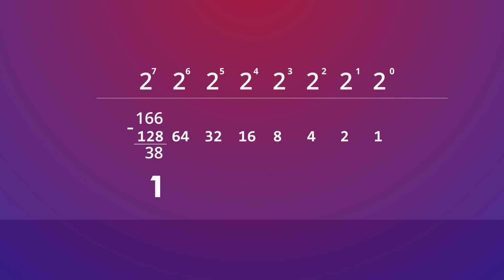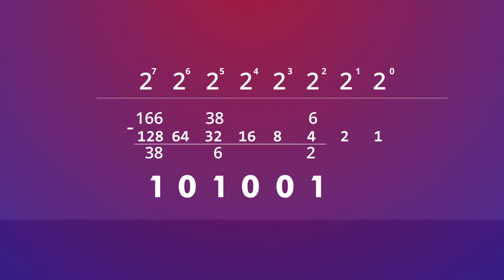166 minus 128 equals 38. 64 we can't use because we would go into negatives. So the next one is 38 minus 32 equals 6. 16 we can't use, same with 8. So 6 minus 4 is 2. 2 minus 2 is 0, because we can also use 2. And for the unused leftover bits, we write 0. Easy, simple, no division required.